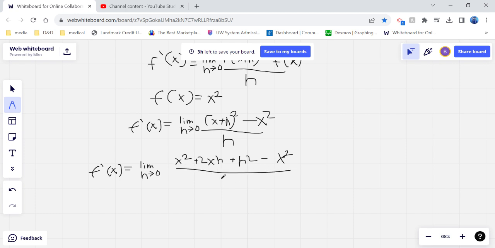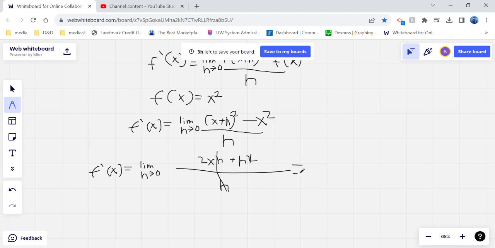over h. Now again, if we substitute 0, we haven't canceled anything out yet, so the limit would still be indeterminate. But we see on top, x squared and negative x squared cancel each other out, so they're gone. And what's left is 2xh plus h squared. And we see we have an h in the bottom and we have h in both terms on top. So these will actually cancel out, and one of those h's will cancel out.